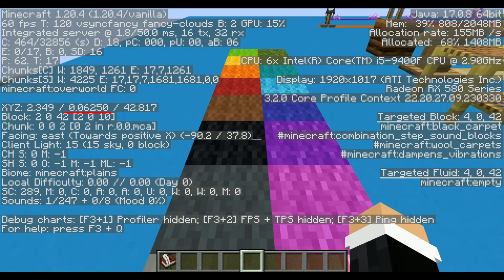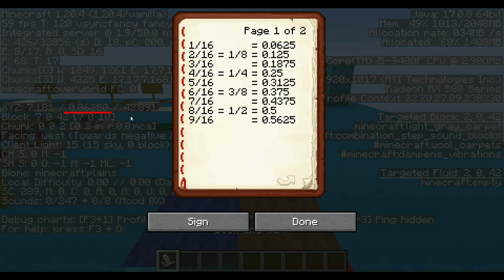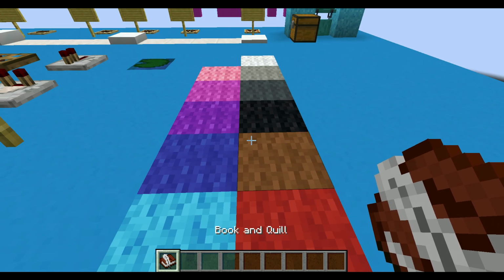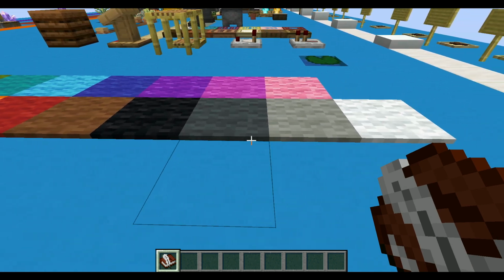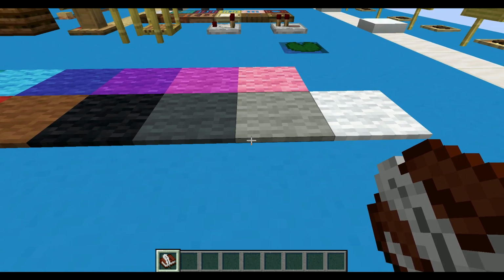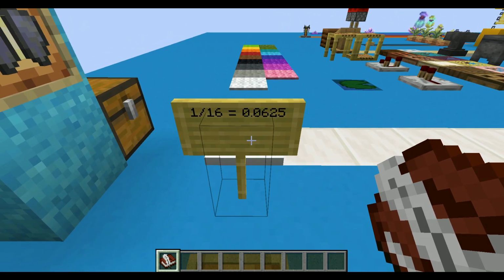So if I press F3 and I go onto these carpets here, this is our first height. We pull out the book, we see, okay, our Y value is 0.0625, and that is 1/16, right? So we have our first height, and these are going to be 1 pixel tall. And we can see on the side that they are indeed one of those Minecraft pixels tall. Alright, so that is our first one, 1/16, or 0.0625.